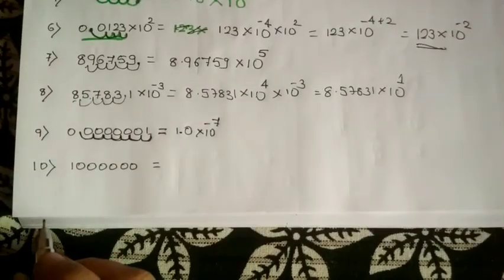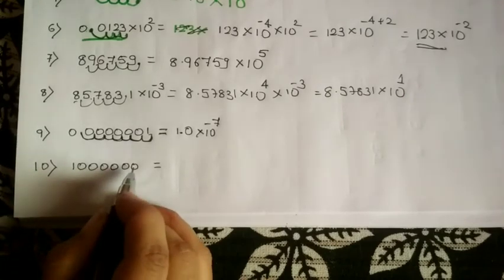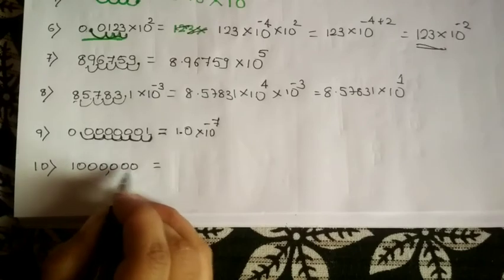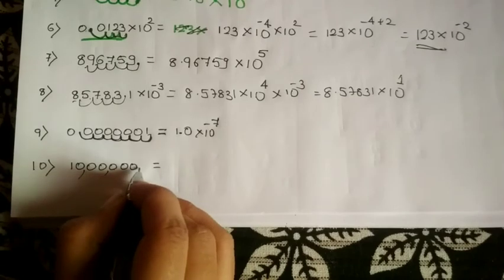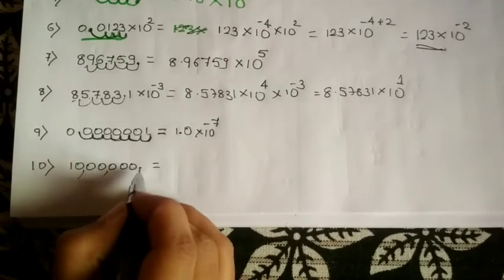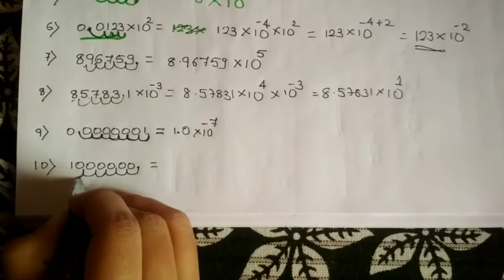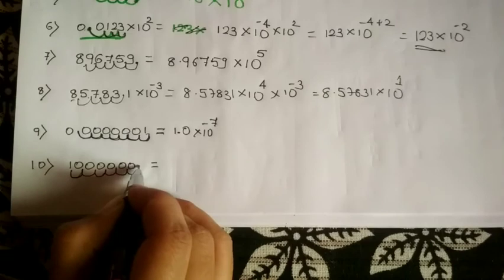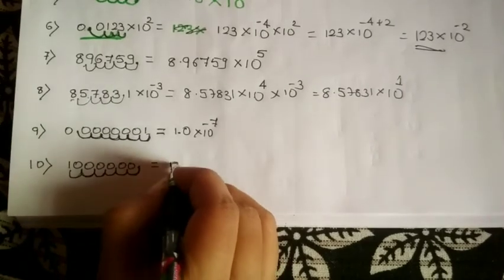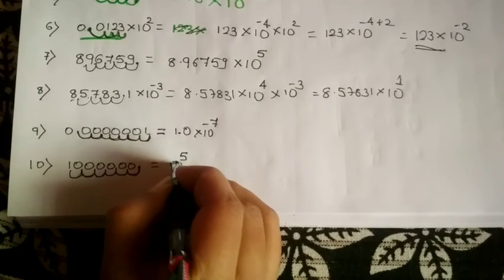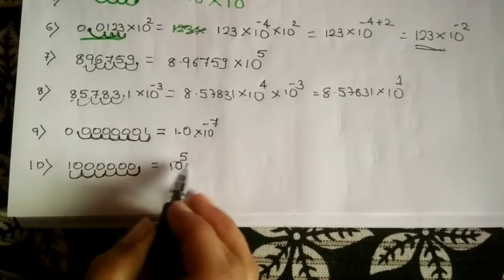And the last one that we have is 10 lakh, which they have given. So if the point is not given, what should you understand? The point will be at the last. So what are you going to do here? 1 2 3 4 5 6 you can do, or else 1 2 3 4 5. I'm going to stop here. 10 to the power of 5, dear students. It is 10 to the power of 5, meaning in front of 10 we have 5 zeros.